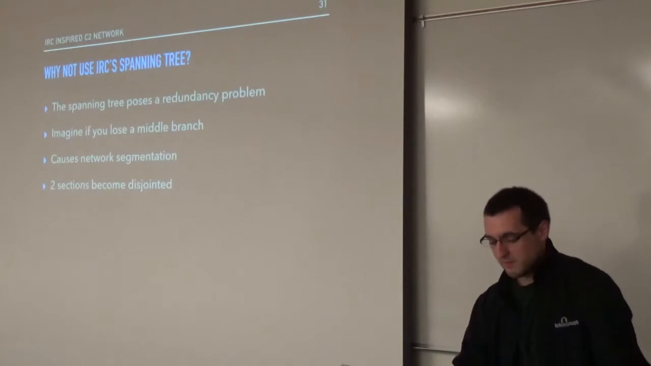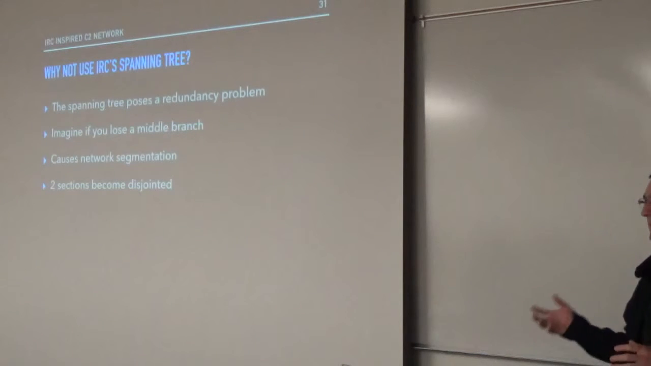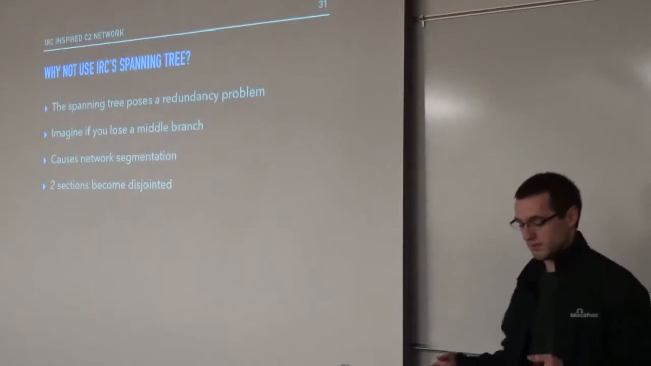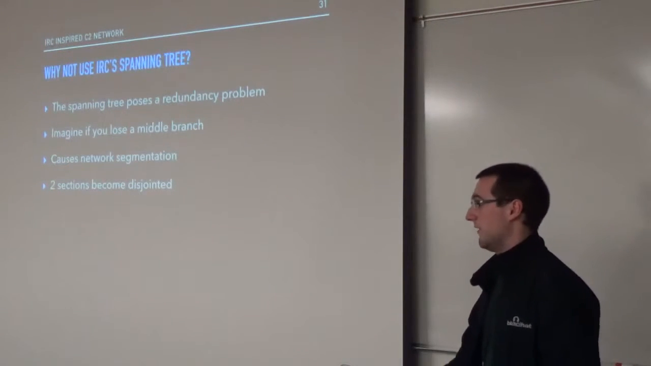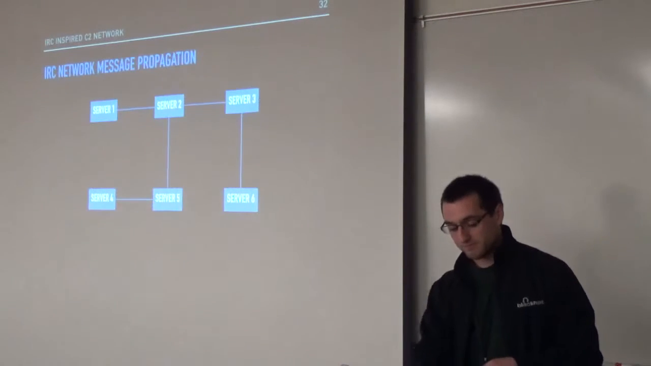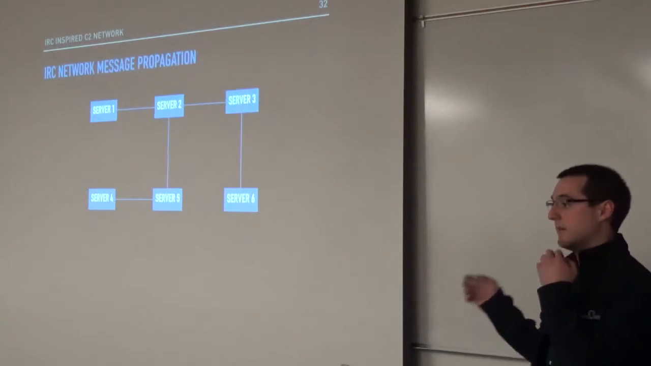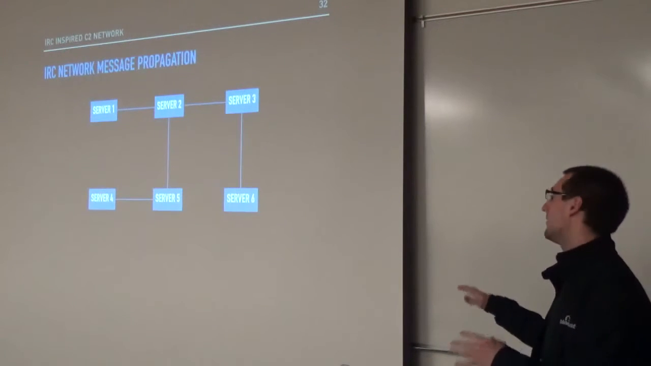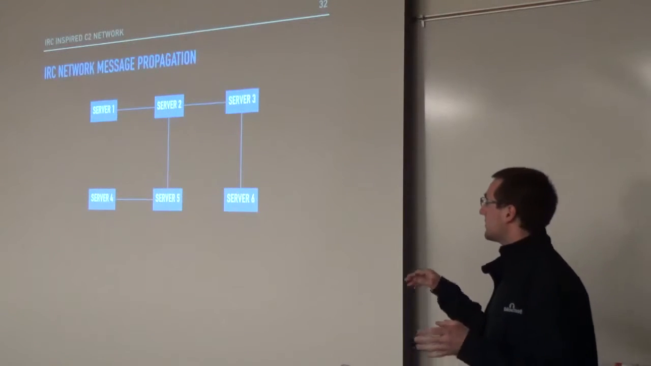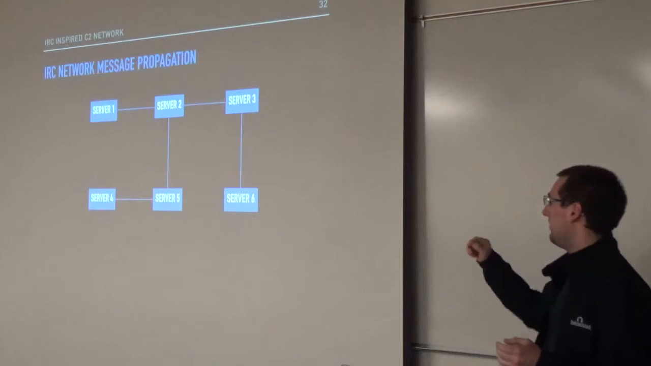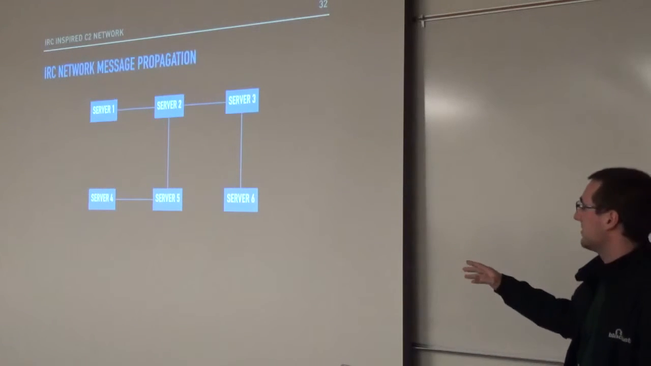Cool. Imagine if you lose a branch that happens to be in the middle of your network of servers. You're going to end up causing network segmentation. You're going to have disjointed segments. So let's take this example IRC network, right? IRC, not the C2 POC that I've come up with. We've got 6 servers, 2 has 3 links, and they're all organized like that, right?